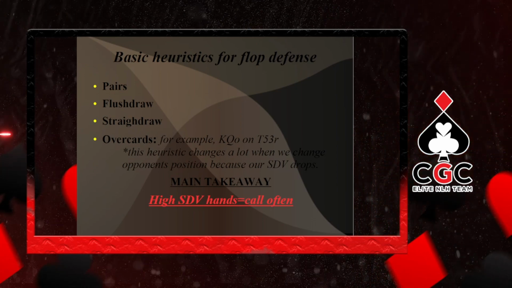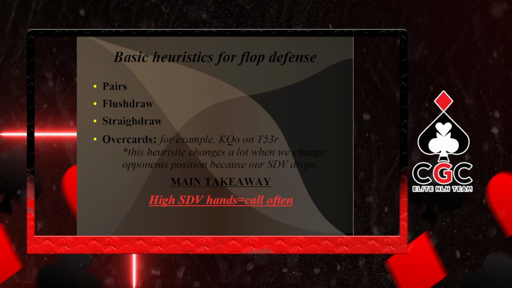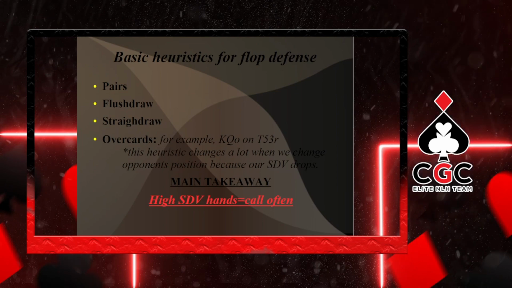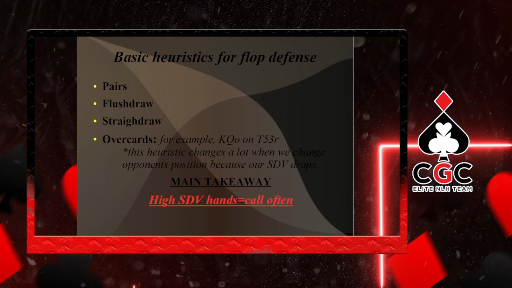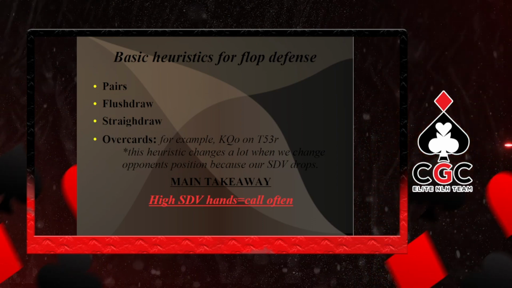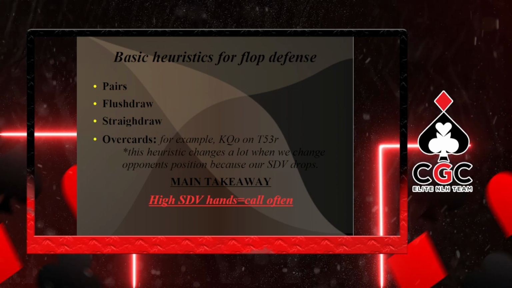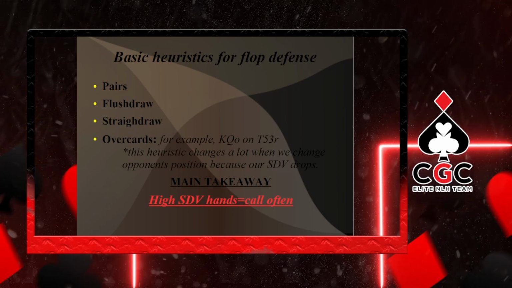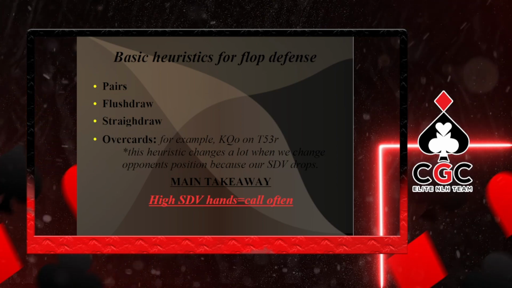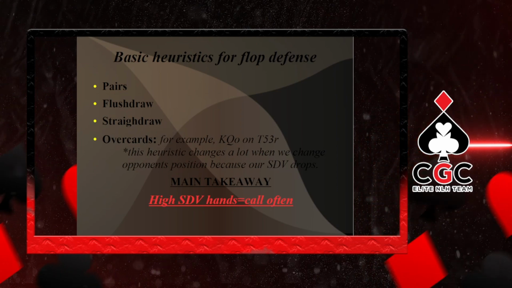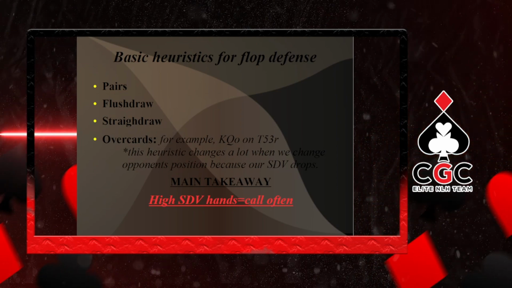But this heuristic changes a lot when we change opponent position, because our showdown value drops. For example, if we face the 1/3 sizing from the button, king queen has to defend versus the 1/3 sizing, because it has a lot of showdown value. And also has outs to the 10, the 5, and 3. When we turn a king or a queen, it's a very strong hand. So we can't fold too much equity to one-third sizing.